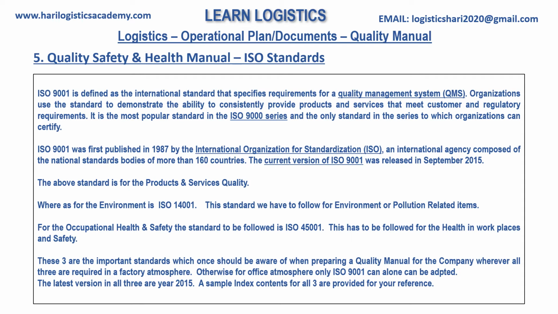ISO 9001 is defined as the international standard that specifies requirements for a quality management system. Organizations use the standard to demonstrate the ability to consistently provide products and services that meet customer and regulatory requirements. It is the most popular standard in the ISO 9000 series and the only standard in the series to which organizations can certify.